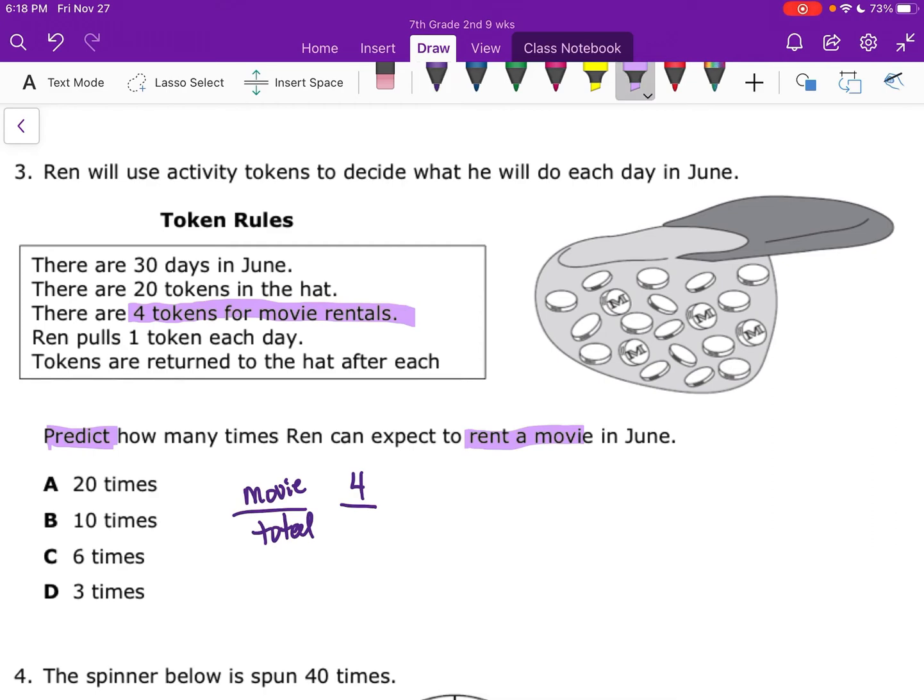Well, it tells us that he's going to pull a token each day. But when we look in the hat, what are our choices for the tokens? How many tokens are there? There's 20 tokens in the hat. So there's 20 different things in the hat that he could pull. So 20 is going to be our total for that, equals, how many times will Ren expect to rent a movie in June? So how many days is he going to pull a token? Every day, right? And how many days are in June? 30.